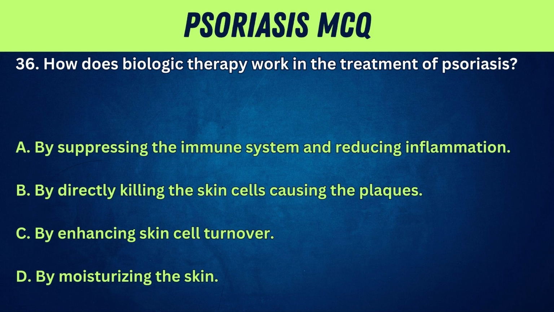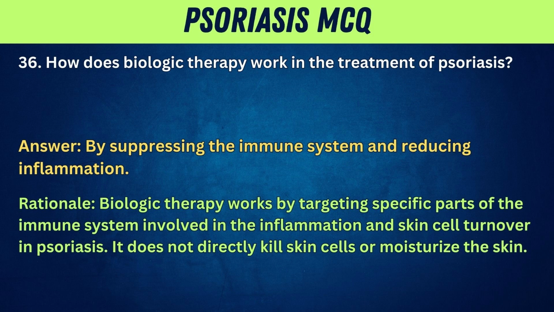36. How does biologic therapy work in the treatment of psoriasis? A. By suppressing the immune system and reducing inflammation. B. By directly killing the skin cells causing the plaques. C. By enhancing skin cell turnover. D. By moisturizing the skin. Answer. By suppressing the immune system and reducing inflammation. Rationale. Biologic therapy works by targeting specific parts of the immune system involved in the inflammation and skin cell turnover in psoriasis. It does not directly kill skin cells or moisturize the skin.